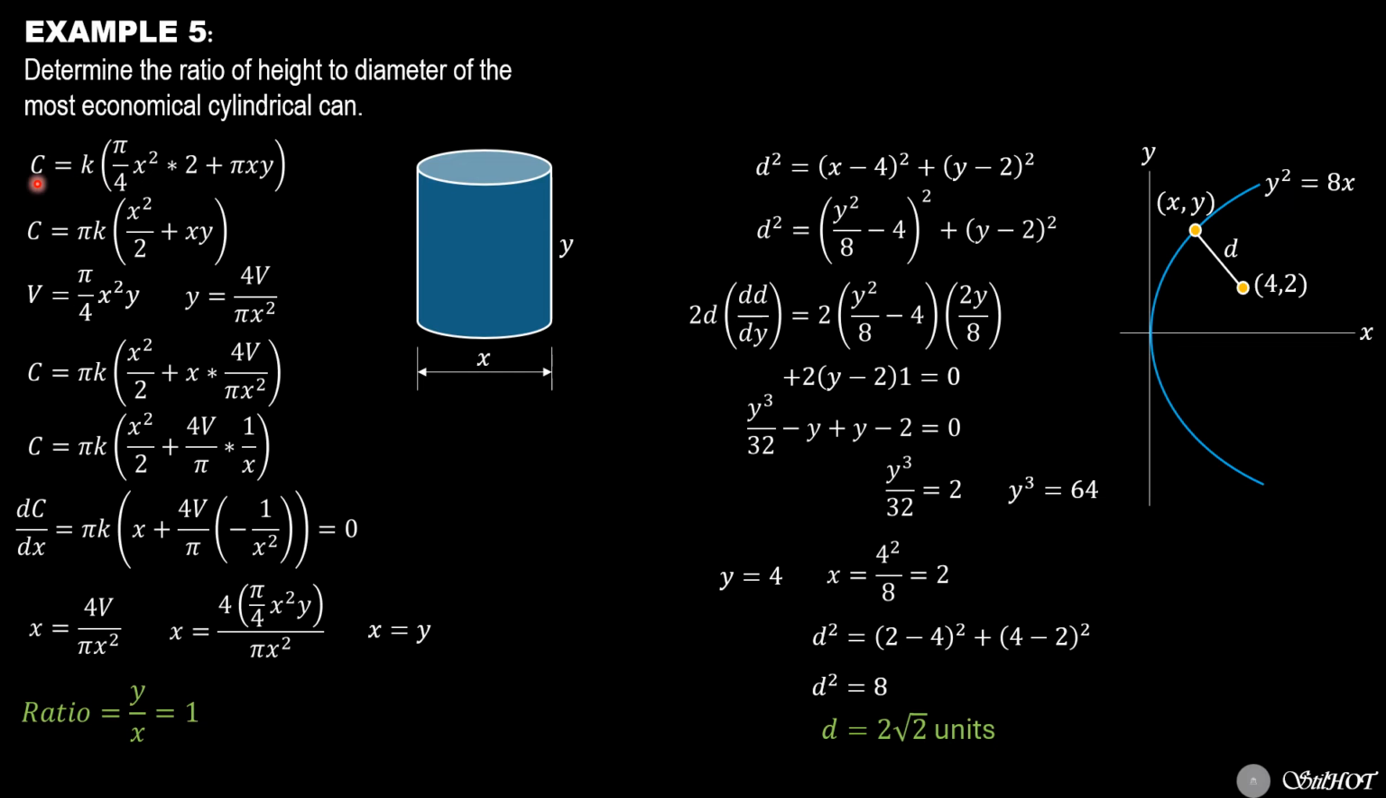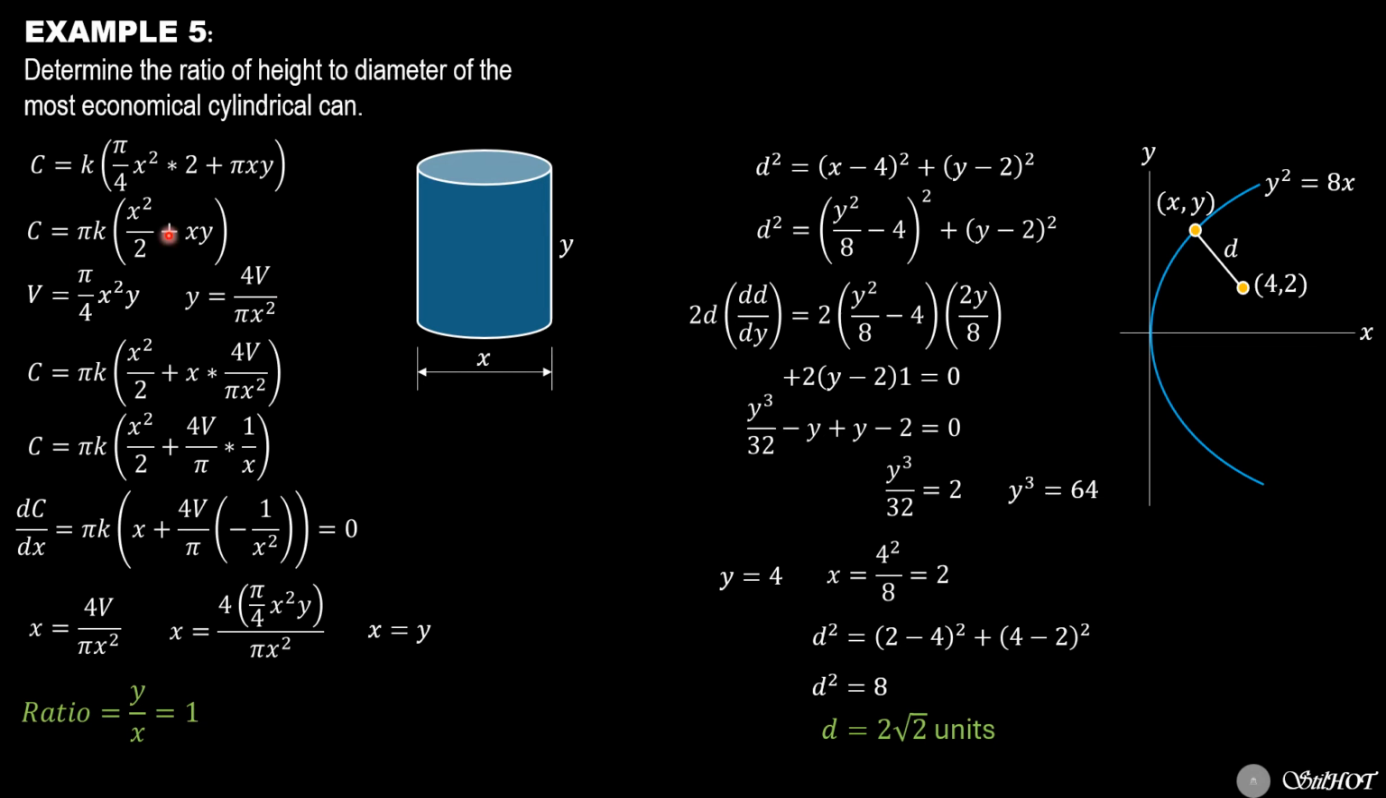So it is cost equals K quantity area of the base circular. The diameter is X, the height is Y. So pi X squared over 4. Then we multiply by 2 because there are two identical circular areas. Then plus lateral area, which is, if you cut that vertically and flatten it out, it appears to be a rectangle of length circumference, pi times diameter, times the height, y.